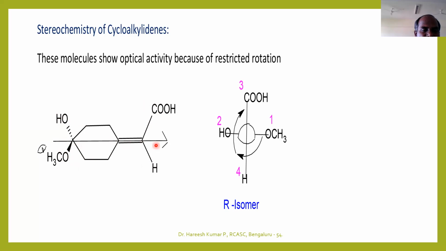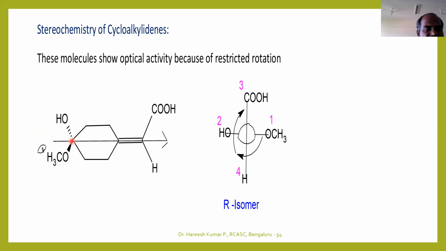What you can also observe is that these two wedged bonds always indicate horizontal moieties, and the groups on the plane are the vertical groups. The vertical groups are COOH and H. And the horizontal groups: when you are viewing from this side, the hydroxy group is on the left hand side and the methoxy group is on the right hand side.